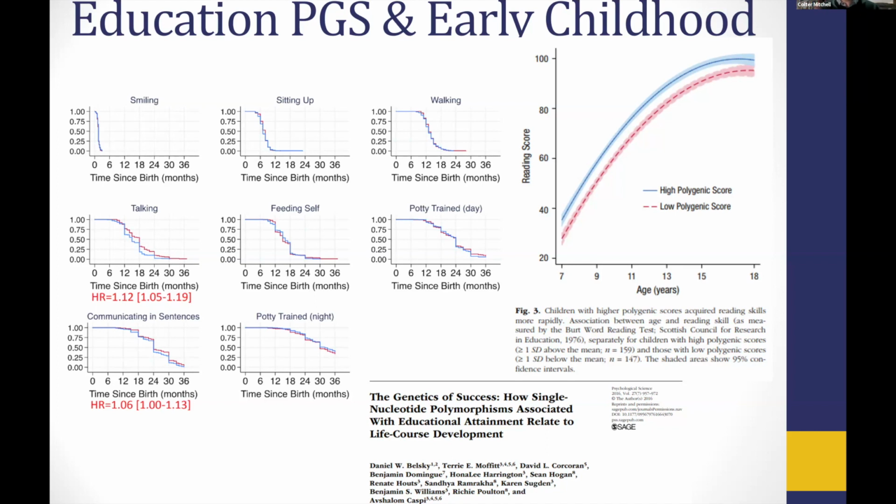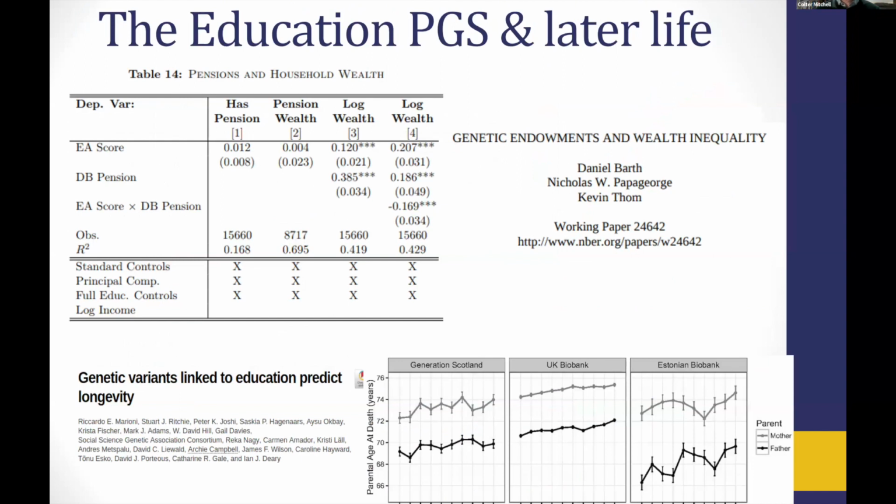Now I'm using education, but you can start thinking through these other ones. Again, type 2 diabetes, what would that look like? Are there any earlier processes that might happen? Or you can look at something like later life and even control for how much education you had. Does the genetic predisposition to higher education have any effects? And it does, in terms of pension and wealth and even longevity. So how long you live, even controlling for your actual education.